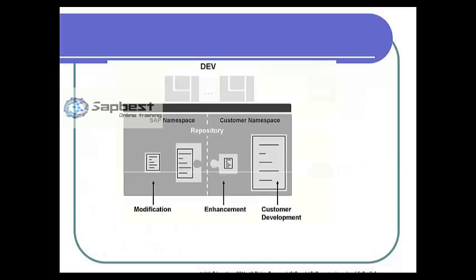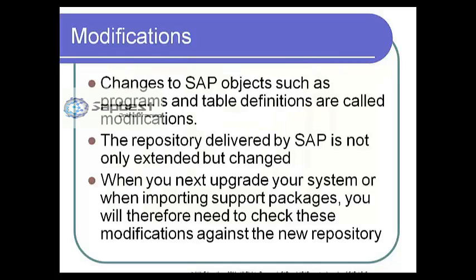So here you can see modification. You're directly modifying the program. In enhancement, you're adding your code to the standard program using the openings provided by SAP. So you're not actually modifying the program, you're simply adding your extra code to enhance the program. So that's what is enhancement. And customer developments, we do it in the customer namespace, where you're developing something from scratch.